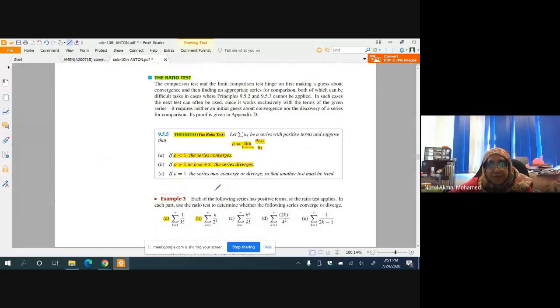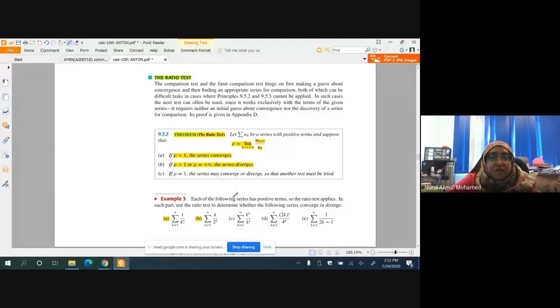For the ratio test, you have rho equal to the limit as k tends to infinity of uk plus 1 divided by uk. If rho is less than 1, then the series converges. If rho is greater than 1 or rho is plus infinity, then the series diverges. If rho is equal to 1, then no conclusion can be made. Okay, that is the ratio test.